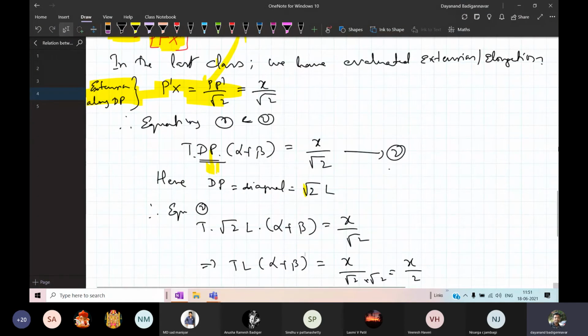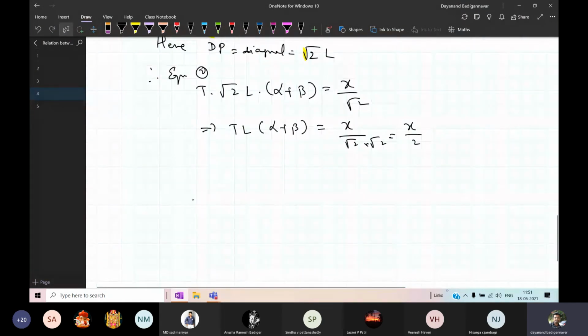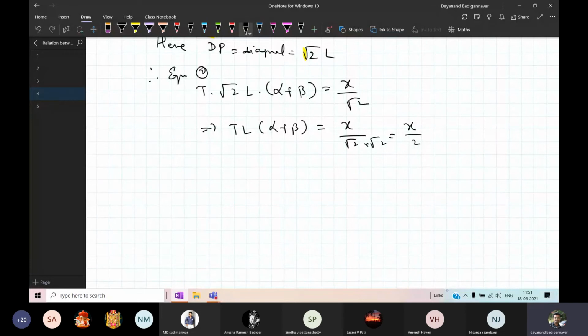Or I can still rearrange it. X divided by root 2, so I will take the root 2 to the other side. This is root 2 into root 2 divided by T into L. Root 2 into root 2 is 2. So 2 into alpha plus beta is equal to X by L into T.